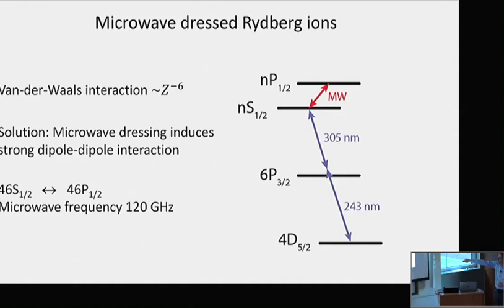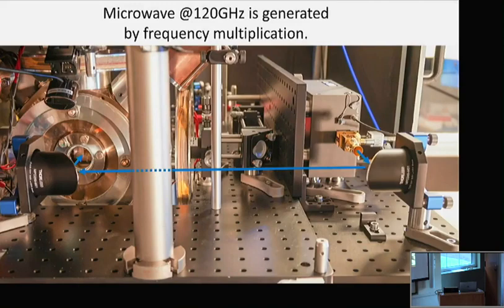The frequency that we need to drive this transition for 46S is 120 gigahertz. It's quite a high frequency, but there is a source for it. What we use is a frequency-multiplied microwave source. The nice thing about that is that it's really stable in frequency and also stable in power. We still have a little bit of fluctuations in power that hurt us at the moment. We have a horn here that emits this microwave radiation at 120 gigahertz, and then we focus it by normal gold mirrors into the ion trap, going through the vacuum, like a normal laser, you would just focus it.